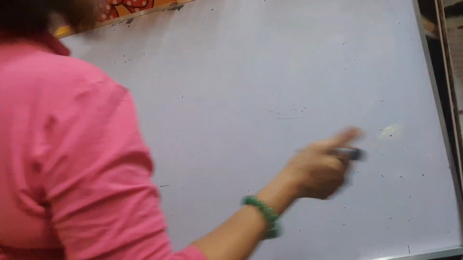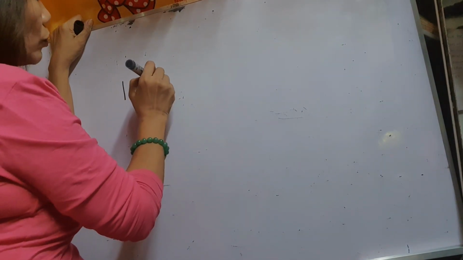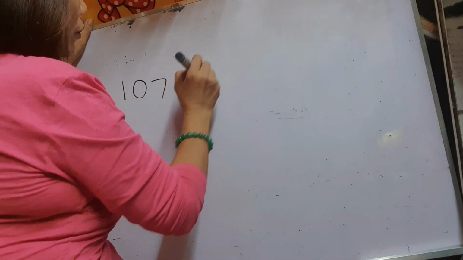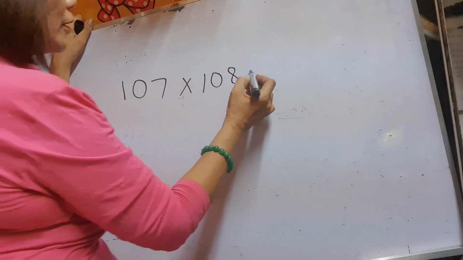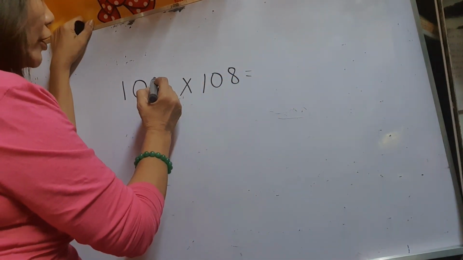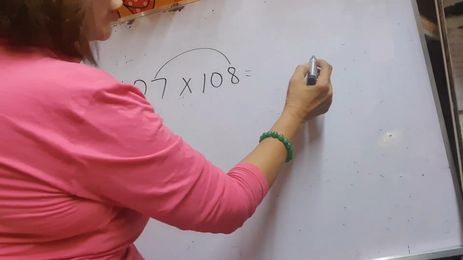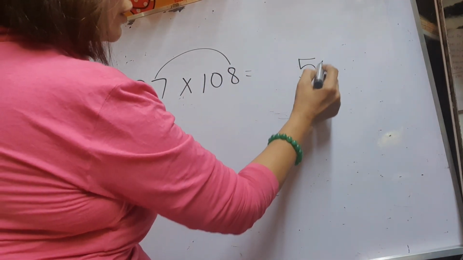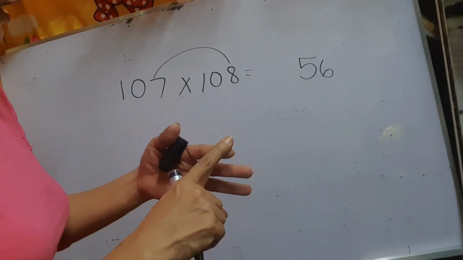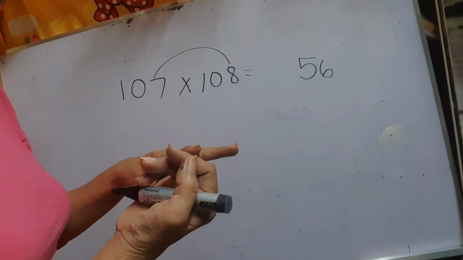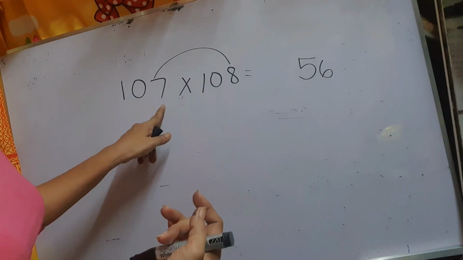Okay, so what number? Okay, so let's try 107 times 108. Okay, so dito lang yan ha. Pag-ready nyo ha. So, sabi nyo natin, ito yan. So 7 times 6, yun ang uunahin nyo. Okay, gagawin nyo ngayon dito sa dulo. 7 times 6 is 56. 7, 14, 21, 28, 35, 42, 49, 56. So that's it, 56.